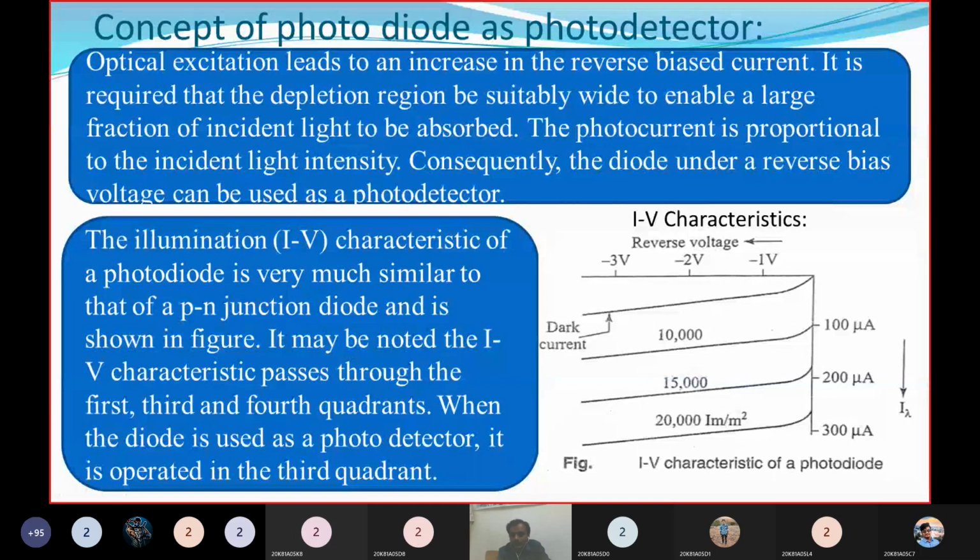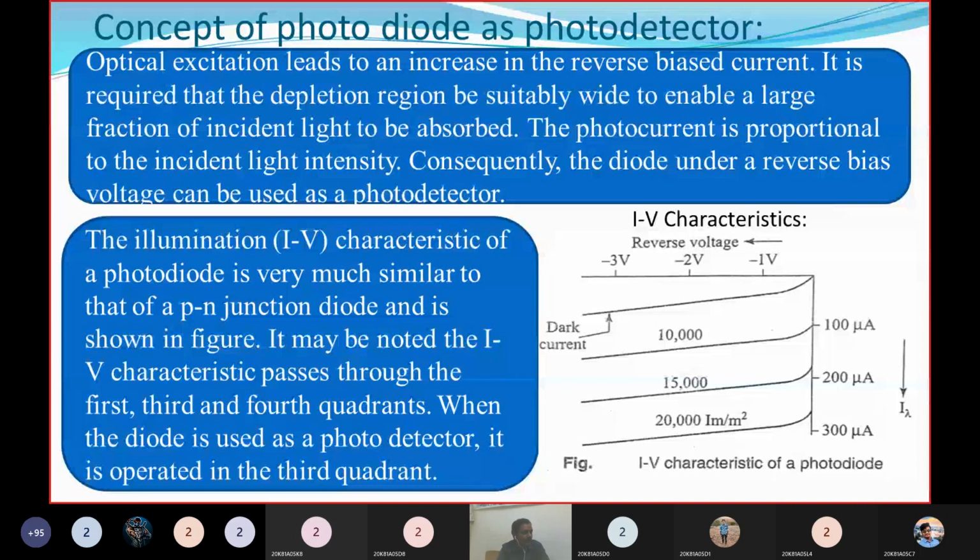First of all, we will observe this line. This is the dark current. Dark current is nothing but the current without any light incident. If you take a photodiode and light is not incident on that photodiode, at that time also there will be a current.